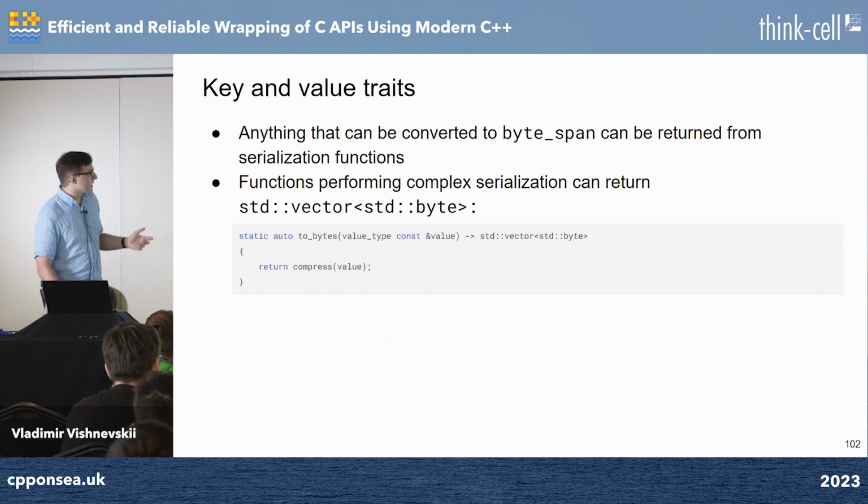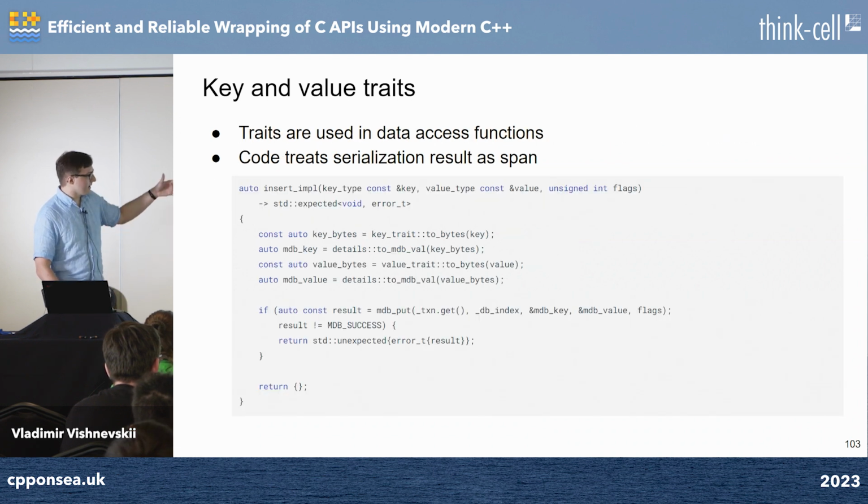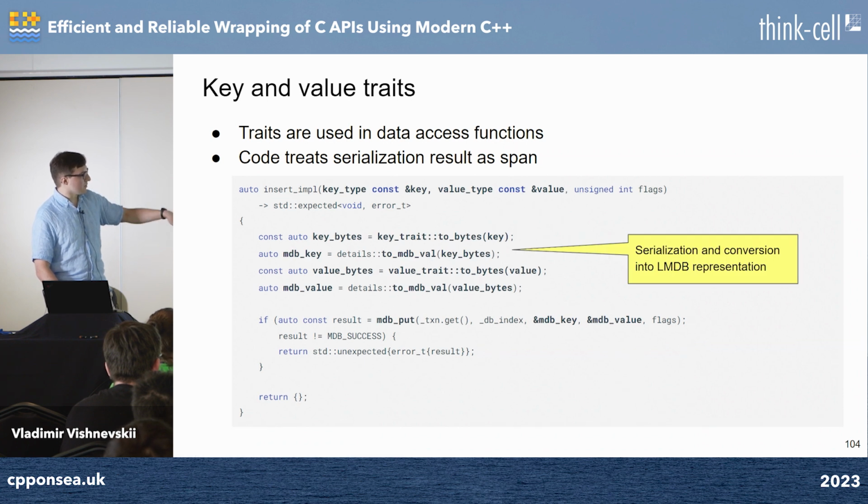We can achieve this if we treat those types as compatible with spans, the vector and span itself. So what we can do within the function is use the traits to produce the byte views, that's our byte spans, and then we use the helpers that we specified before to provide these MDB vals, and then we just put them into the function. So that's how it is supposed to be.